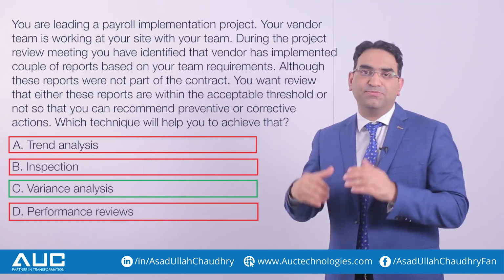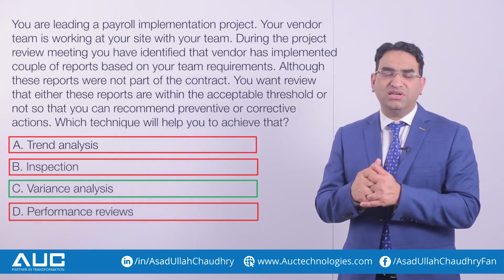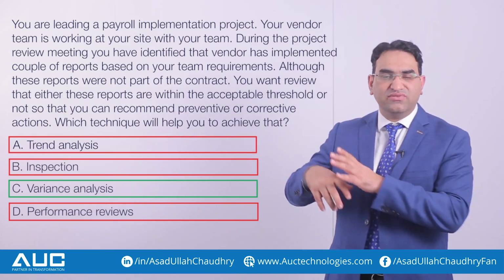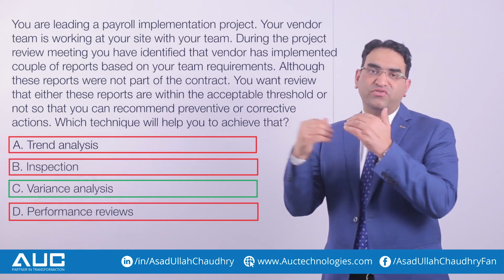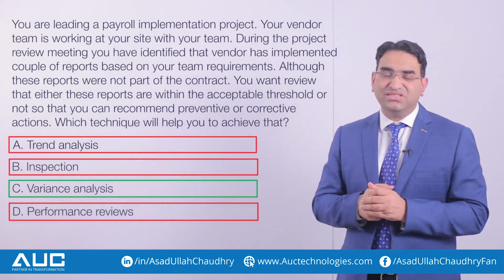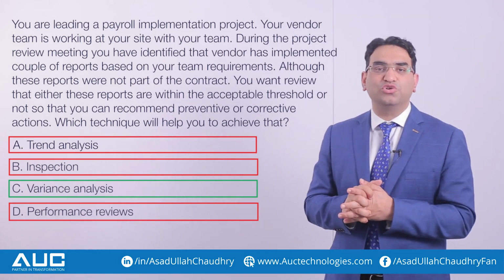Option number D says performance reviews. Generally, when we talk about performance reviews, it means how we want to measure how we are doing, what was our planned scope, what was our actual scope, and how we are going to do it. But again, we are not measuring our plan versus actual. This is not even part of the control scope process.